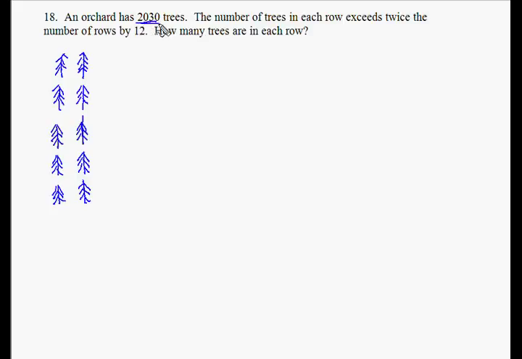But we have a whole lot more trees, and I was not about to draw 2,030 trees. So the number of trees in each row is not the number of rows, but we would need to double the number of rows, twice the number of rows, and it's exceeding it by 12. So I need to add 12 more to the row side, so I'll have enough trees.